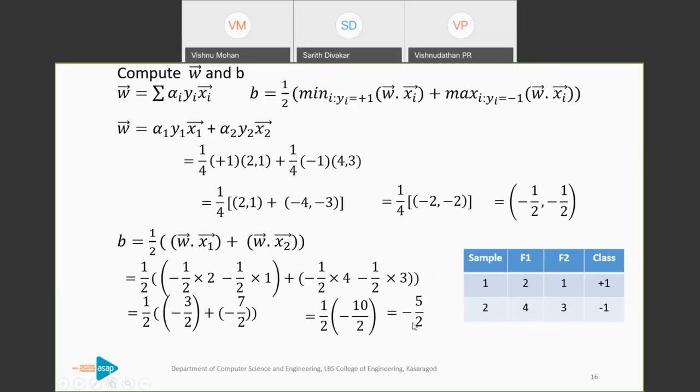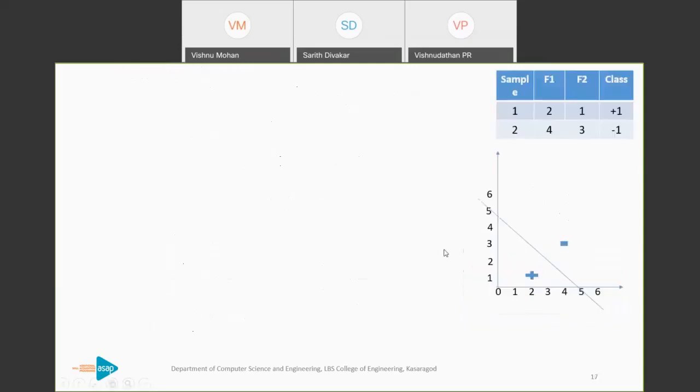Now you have to write the final classifier function. You have the data set now. This is our positive sample, 2, 1, and this is our negative sample. So now you need the decision boundary. It should be something like this.